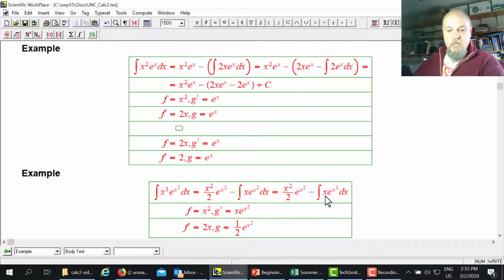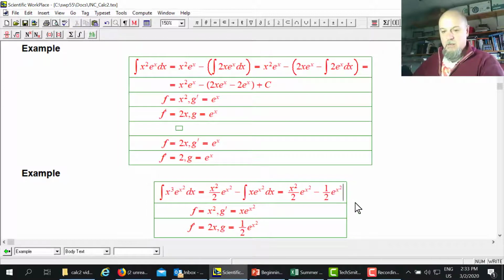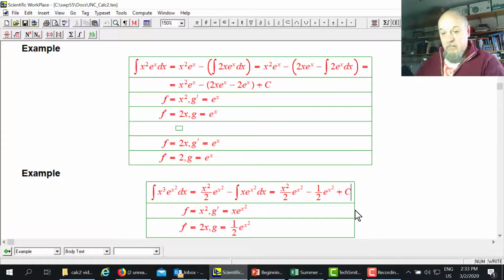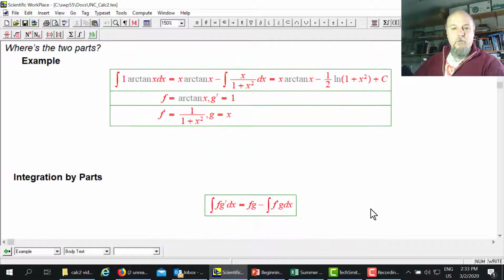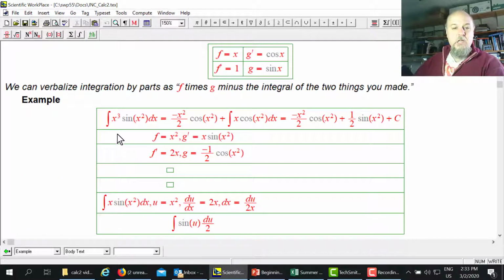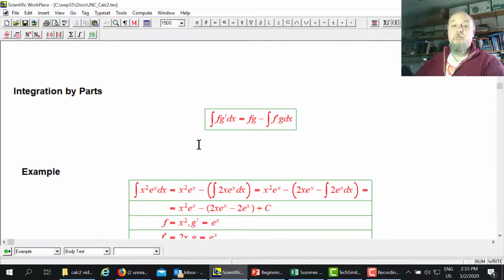Let's do this integration. Integrating x e to the, we already did that. That's this half here. That's this plus c, done. That wasn't too bad because we learned from the example up here how to split that x cubed into an x squared and an x.